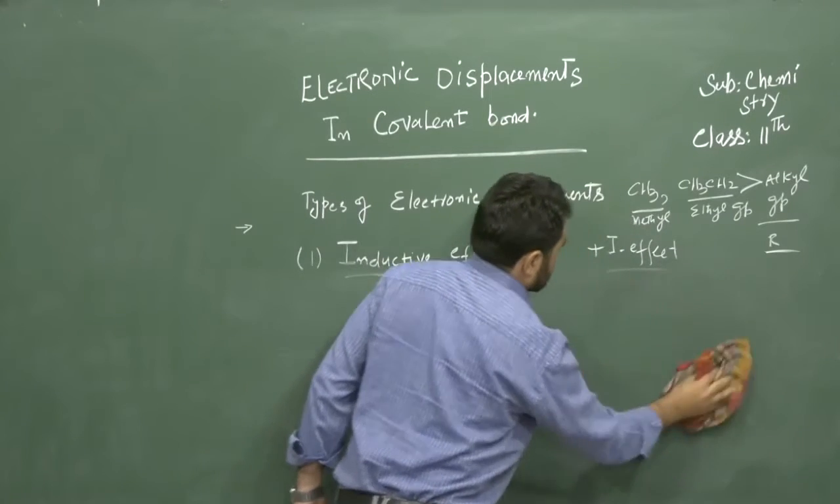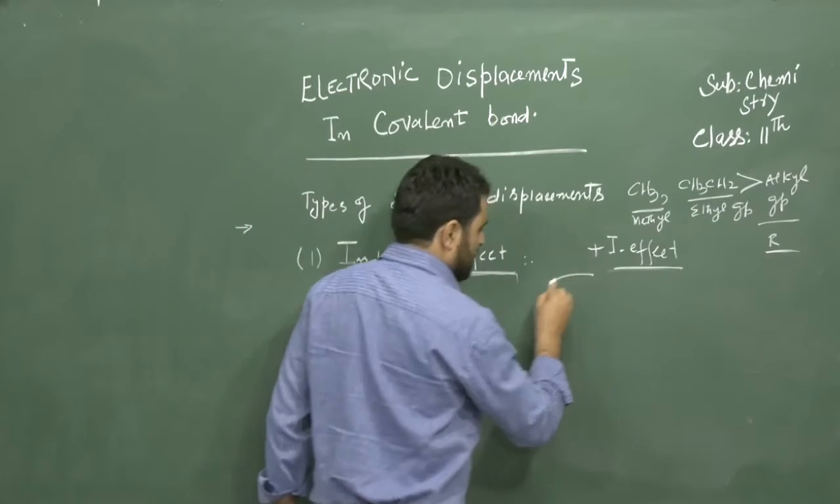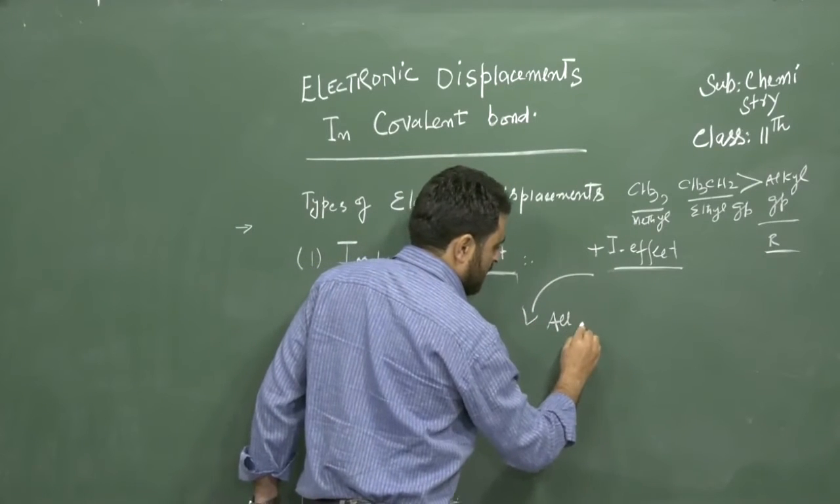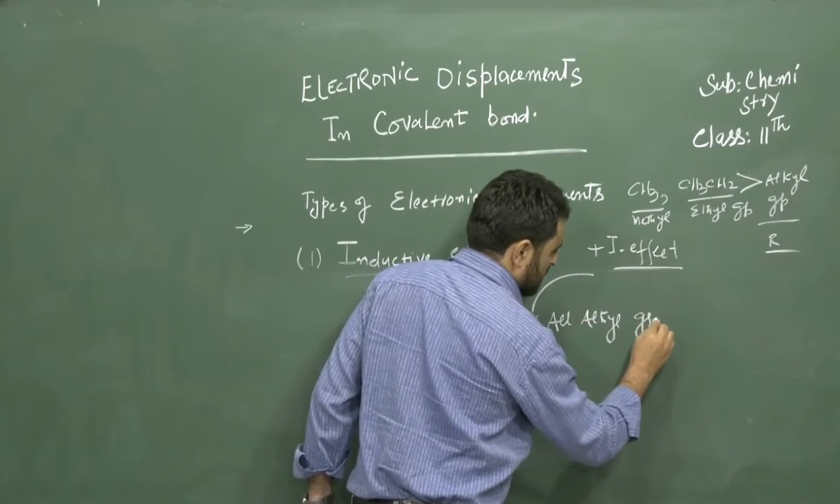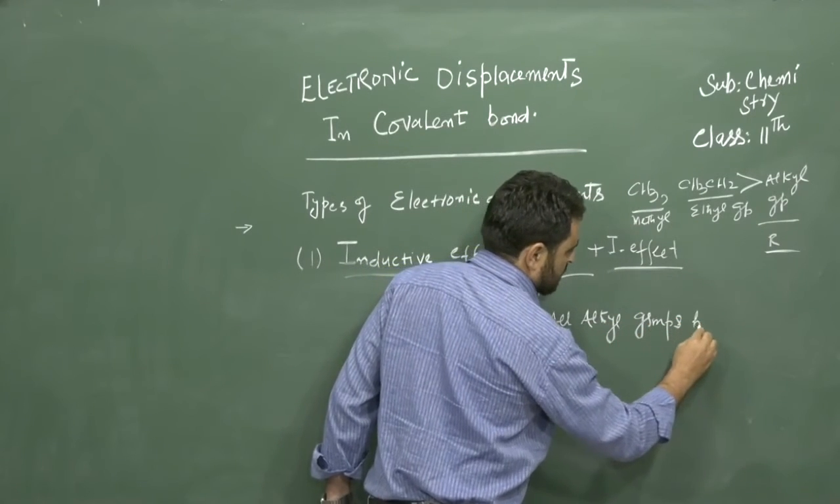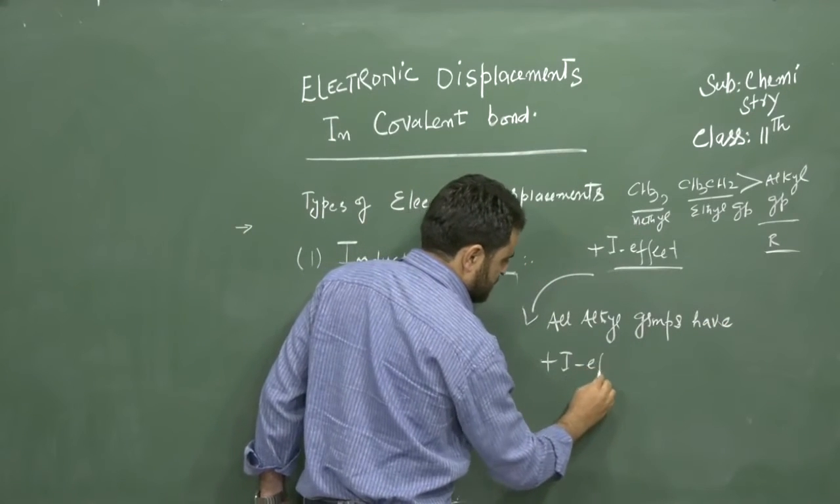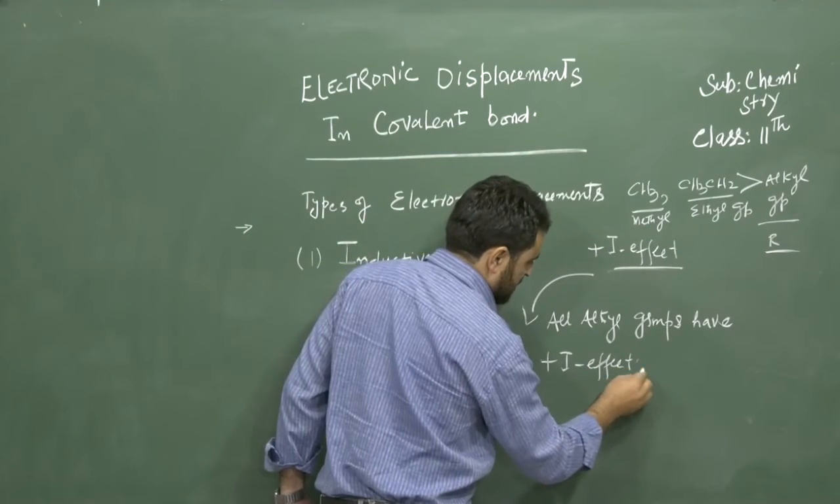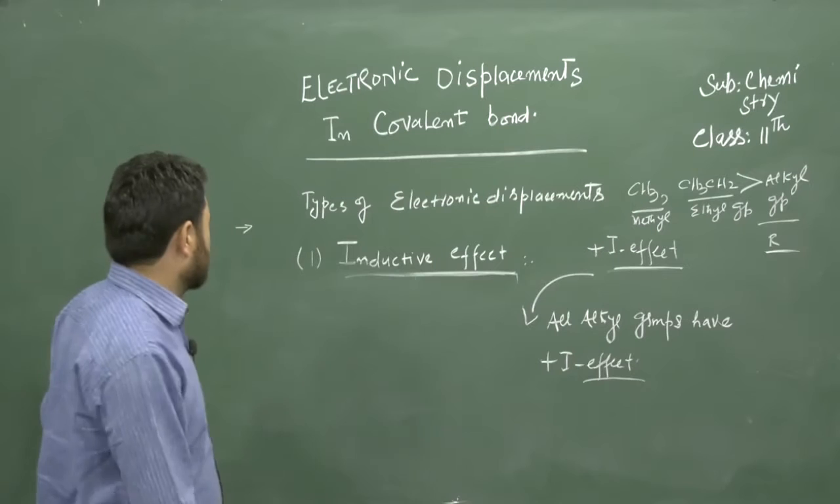As already told in plus I effect, these alkyl groups release electron. They release electron when a highly electronegative atom is attached to them. When they release electron, they bear plus and minus. So I will write here that all alkyl groups have plus I effect because they have a releasing tendency. But here is another concept like this.